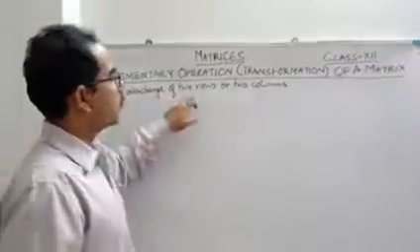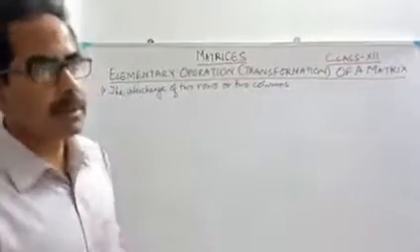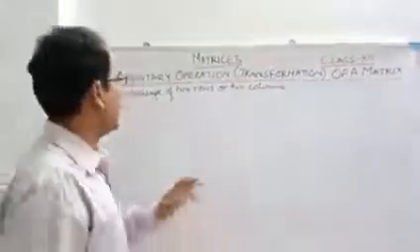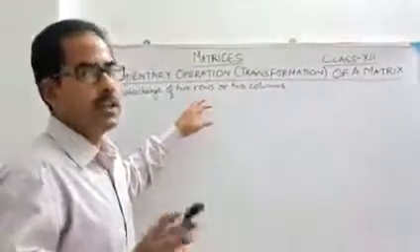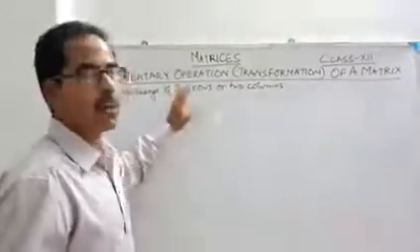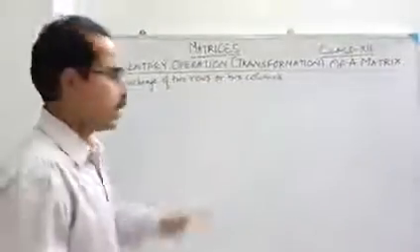So first of all, the interchange of two rows or two columns. That means what? If suppose a 3 by 3 matrix is there, then we can interchange two rows, or if we are interchanging the columns, then two columns. Like that way.